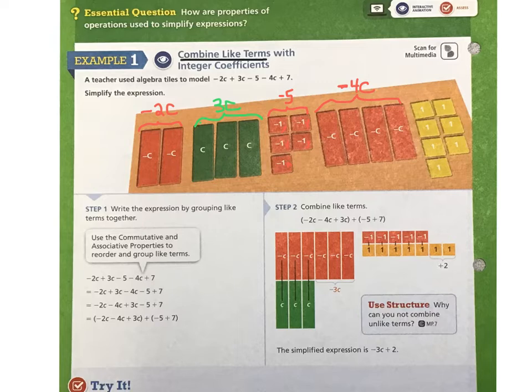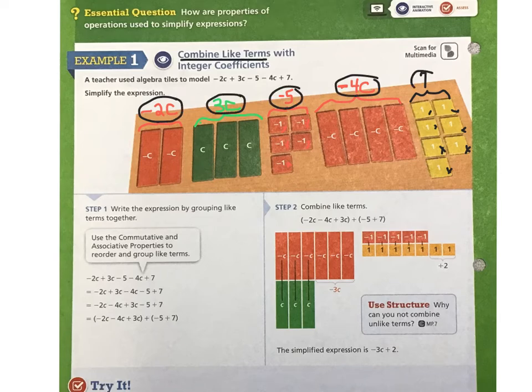And then last but not least, you'll notice that you have some tiles that have a +1 on them. And if you count those up, 1, 2, 3, 4, 5, 6, 7. That's a +7. So look here at each of these terms, and you'll notice that you see them here in this expression. So what we're trying to do is combine together the terms that are alike. So we group them together based on what letter is with them, or if they are just simply constant terms, which means only numbers.